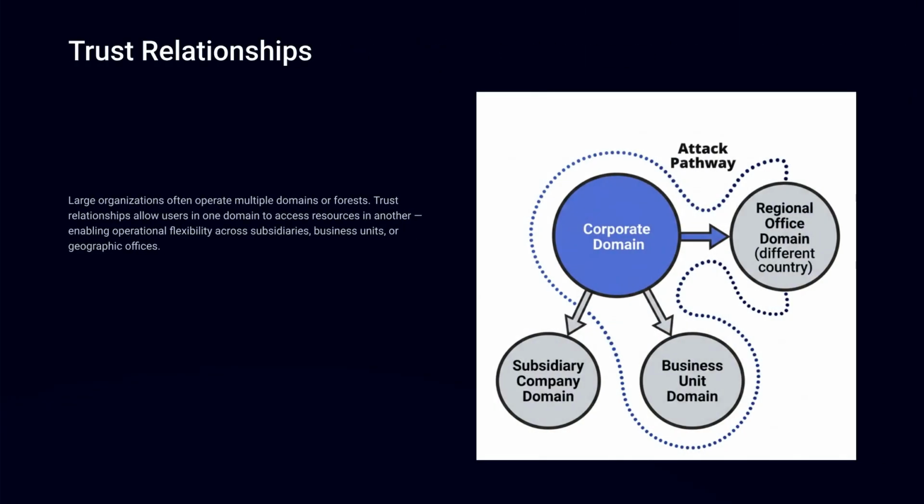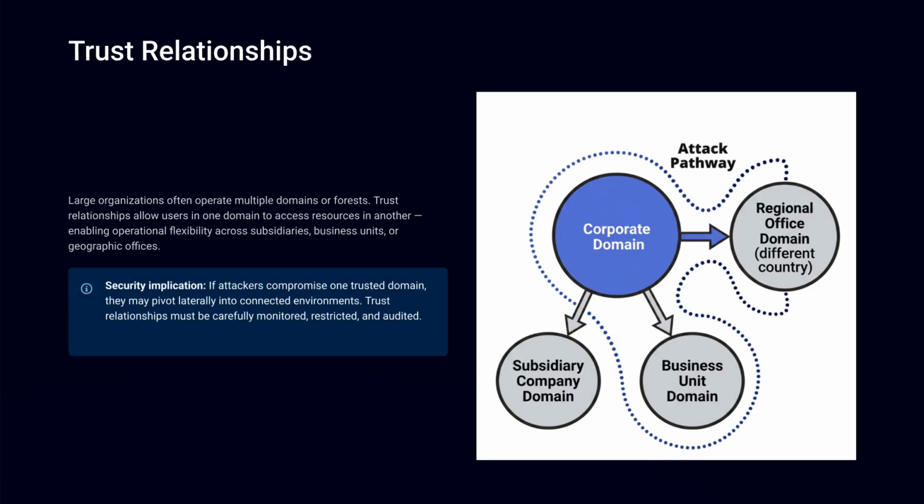Trust relationships are essential for large organizations operating multiple domains or forests, allowing users to access resources across environments. The security implication is significant. If attackers compromise one trusted domain, they can pivot laterally into connected environments. Therefore, trust relationships must be rigorously monitored, restricted, and audited.